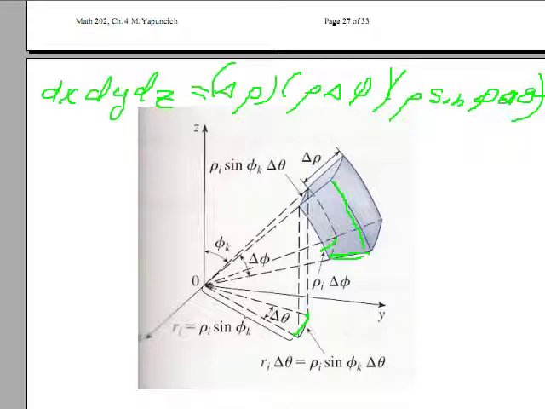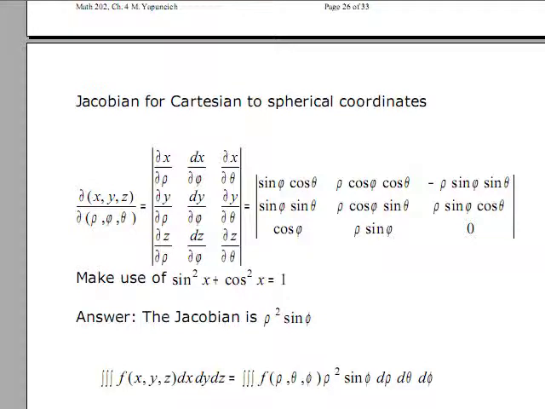You put that all together. You have a rho and a rho here, so you get rho squared sine phi d rho d theta d phi. And my pen ran out of room. Don't worry, I've got it typed somewhere. Here it is, rho squared sine phi. So that's the Jacobian. When you put all this together, you get that volume element, rho squared sine phi d rho d theta d phi.